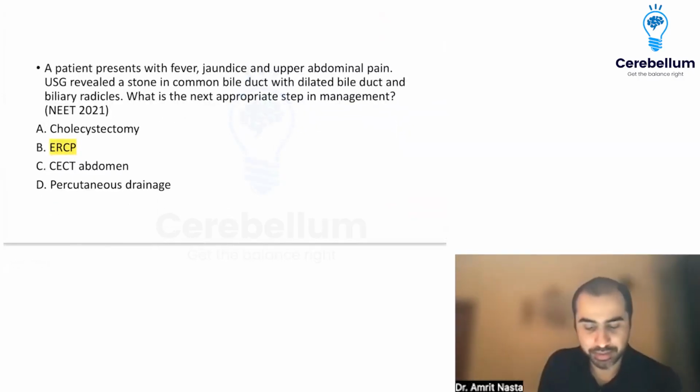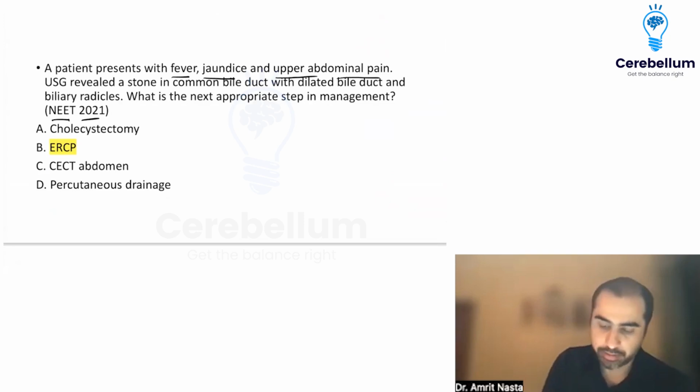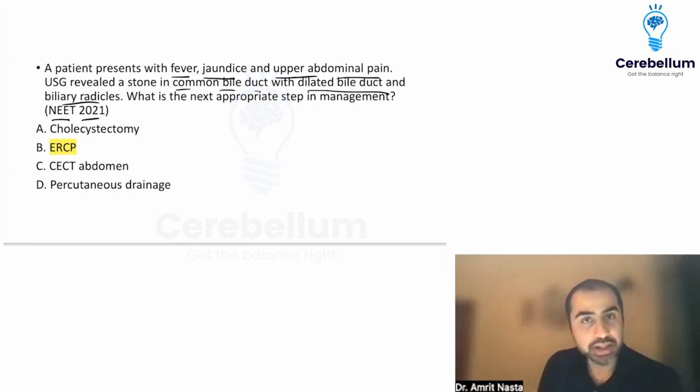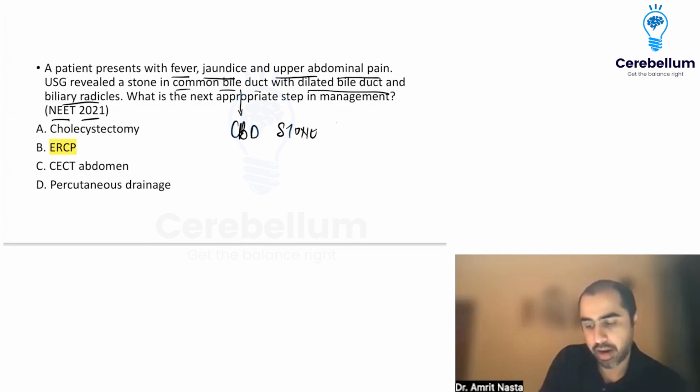This is a good question. This came in NEET 2021. Patient presents with fever, jaundice, and upper abdominal pain. Patient has a stone in the common bile duct with dilated bile duct and biliary radicals. What is the next appropriate step? What does it mean? It means the person has a CBD stone. Ultrasound is telling me there are CBD stones. I know he has a CBD stone. And what is this fever, jaundice, pain? What does this mean?